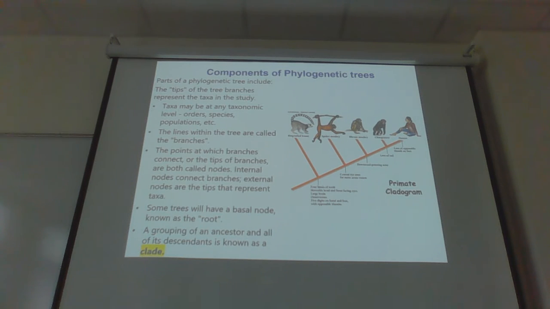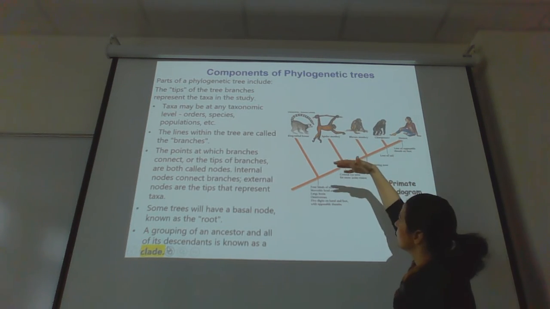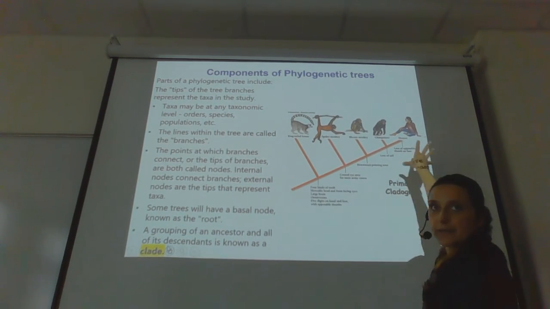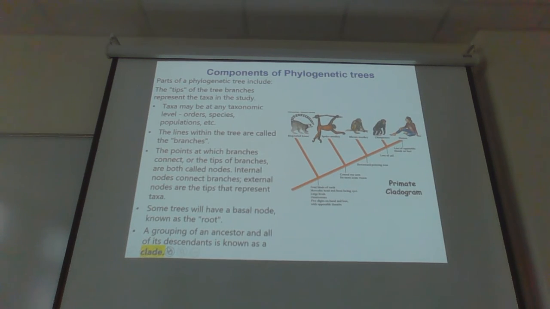So the other thing I want to highlight here is that a grouping of an ancestor and all its descendants is known as a clade. For instance, this whole group that comes from this common ancestor, the root, is a clade, right? But also, each of these branches by itself is a clade, by definition. We're going to do a couple of exercises on identifying clades.